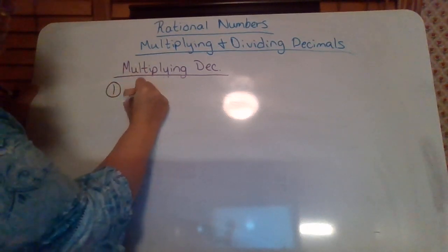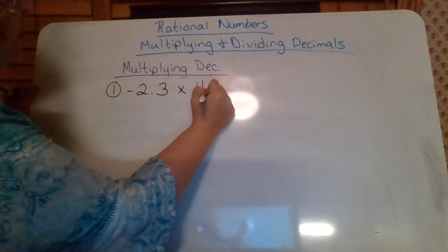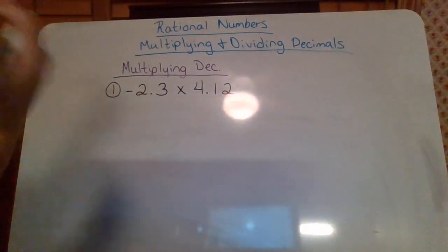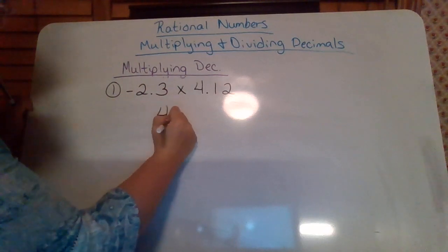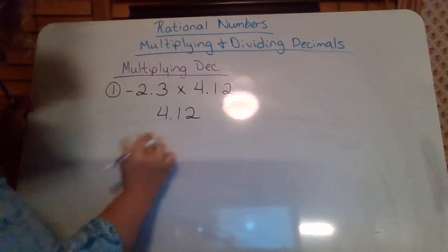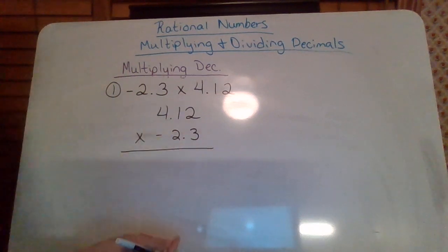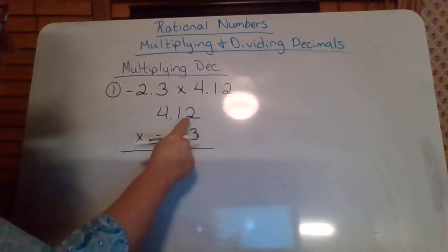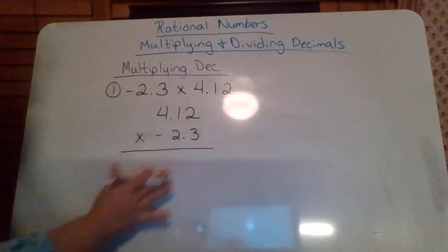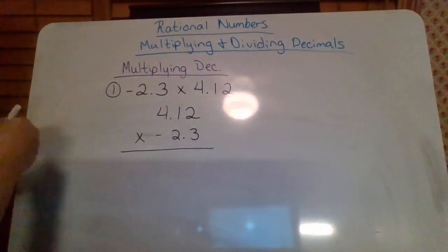I give you negative 2.3 times 4.12. Okay, first thing I'm going to do, I'm going to set it up. So I'm going to say, all right, I got 4.12 and I got negative, let's put that multiplication sign, negative 2.3. Notice I didn't line up my decimals. I like to try to line up my numbers instead. Okay, so now I don't care about where the decimal is right now. What I care about is those numbers behind the decimal.